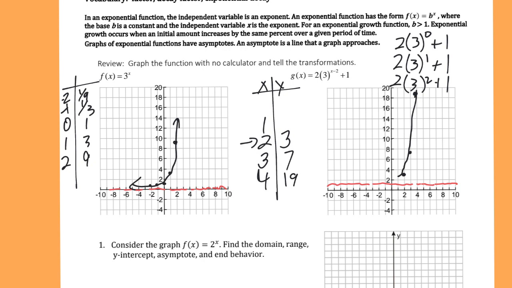This is a little bit tricky to do, but I'm going to ask you to do it. So we're going to do 2 times 3 to the, if you plug in 1 minus 2 is negative 1, and then you're going to add 1 to that. So 3 to the negative 1 is 1/3, and you have to times it by 2, or 2 over 1. You get 2/3 plus 1. That's 1 2/3. Okay, 1 and a skosh.